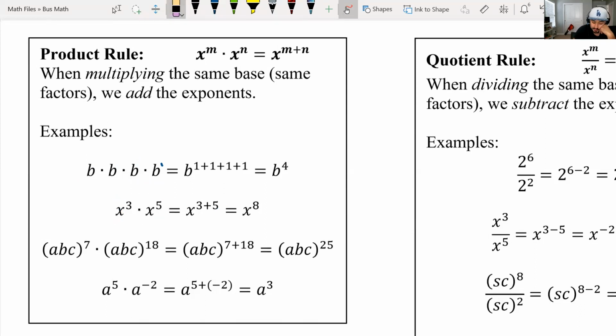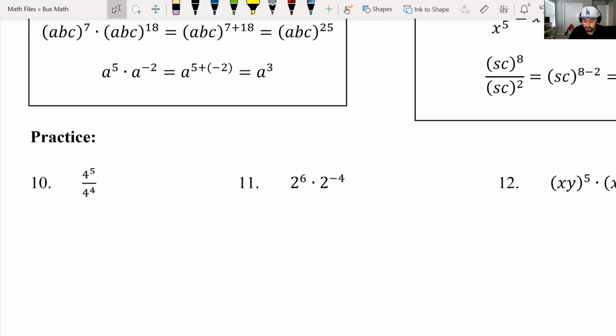Okay. All right. Same thing down below. A times B to the 7th times A times B times C to the 18th. Same base, add your exponents. 7 plus 18, A times B times C to the 25th. And then, last one. A to the 5th times A to the negative 2. Same base, you still add your exponents. It becomes a to the 5 plus negative 2, or a to the 5 minus 2, which gives me a cubed. All right. That is your product rule. Practice on all of them.